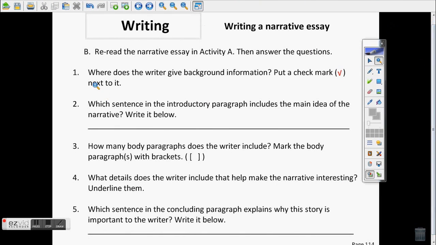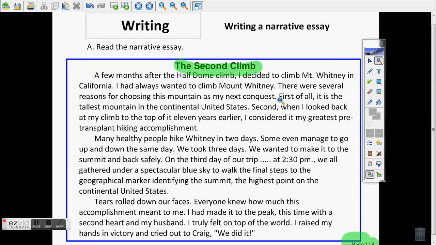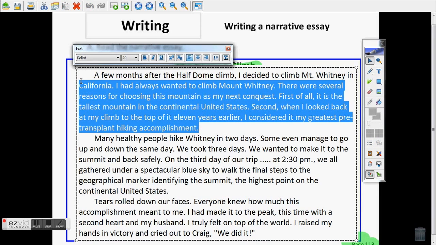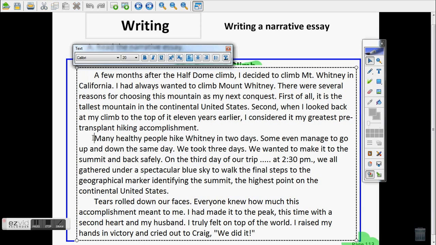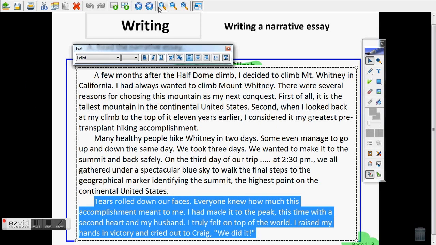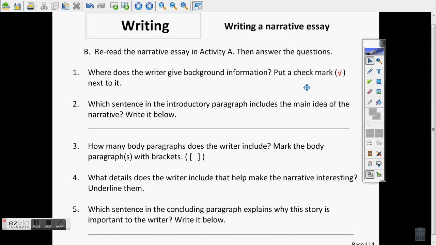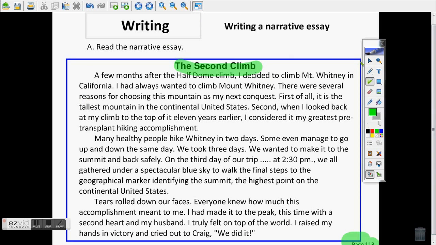Answer the questions. 1. Where does the writer give background information? Put a check mark next to it. Okay, we have here, this is the first paragraph, okay? And this is the second paragraph, and we have the third paragraph. Let's go back to the question. Okay, where does the writer give background information? Where is the background information? It's here. It's on the first paragraph. So we can put a tick mark here.